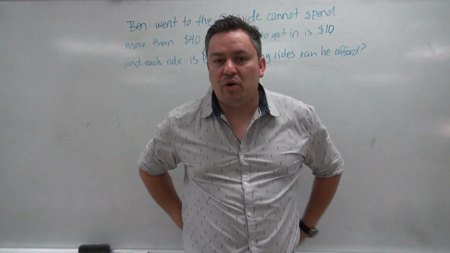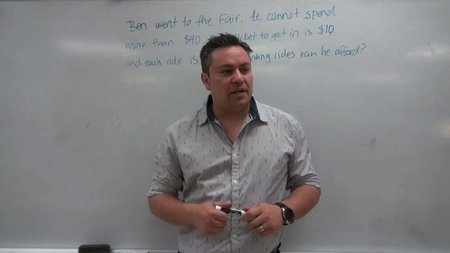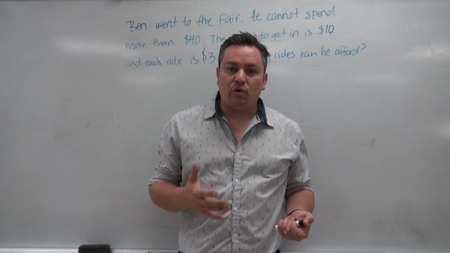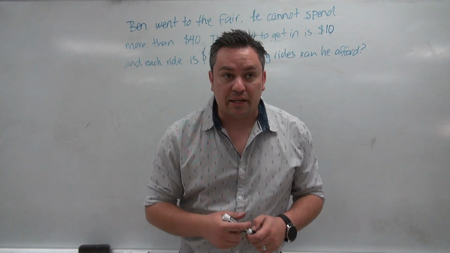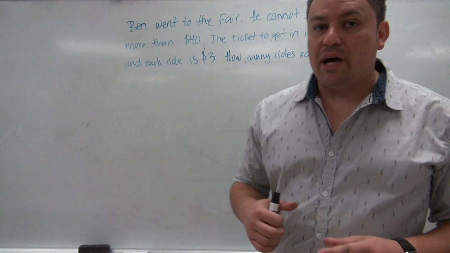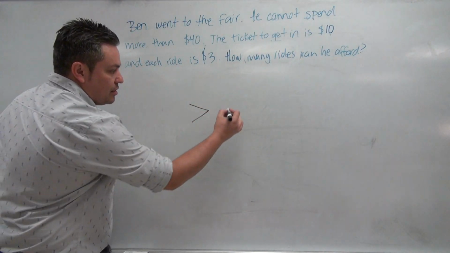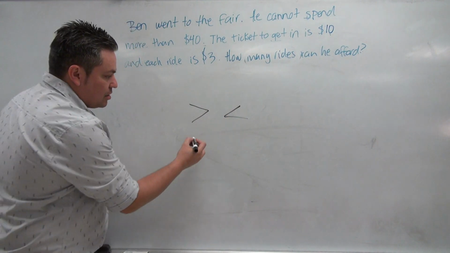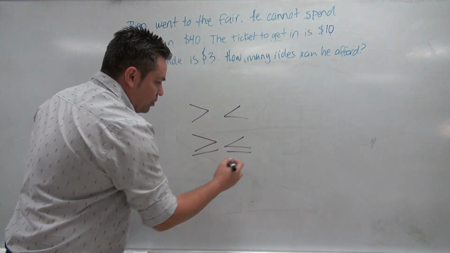Today we're going to talk about inequalities. So what is an inequality? An inequality is kind of like an equation, but instead of the equal sign, we're going to use those inequality signs. And just as a reminder, we have 4 different signs for inequalities: greater than, less than, greater than or equal, and less than or equal.